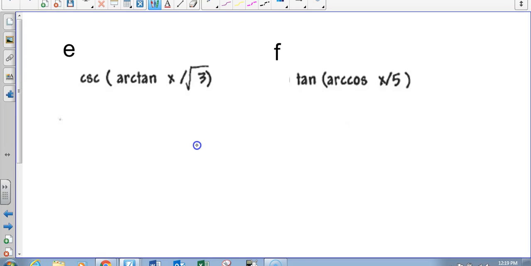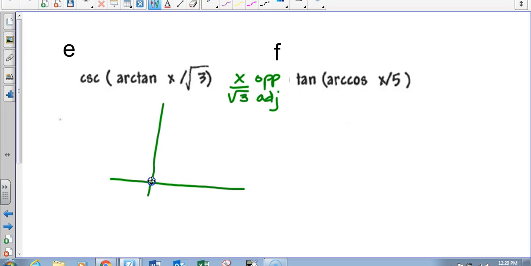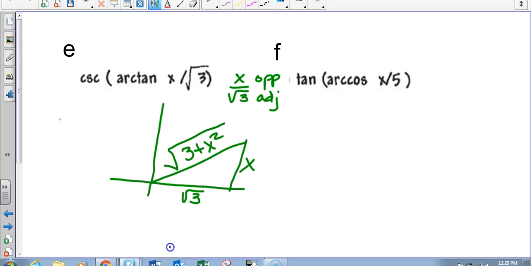Do you want me to try E or F? Are you okay? This one is a little odd. Last one. Tangent is opposite over adjacent, right? What are we going to get for the hypotenuse? Square this side, you get x squared. Square this side, you get plain old 3. You're adding, right? Leg squared plus leg squared would be 3 plus x squared, but then you have to square root. So there's the triangle you need for E, okay?